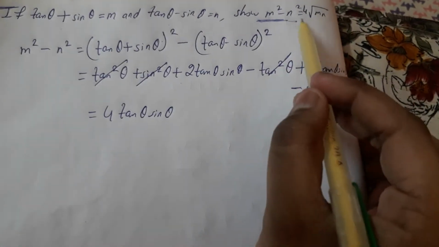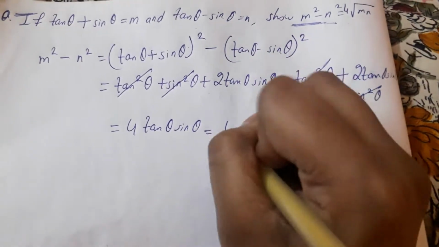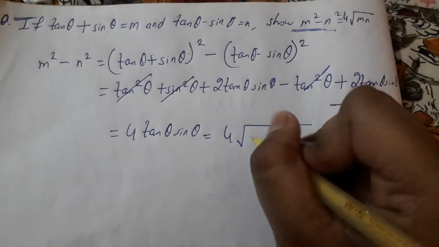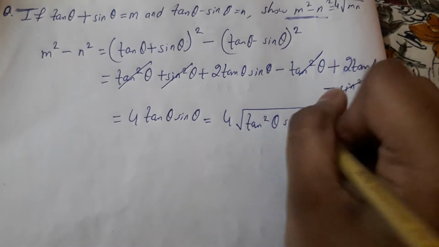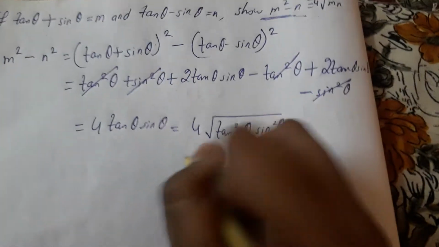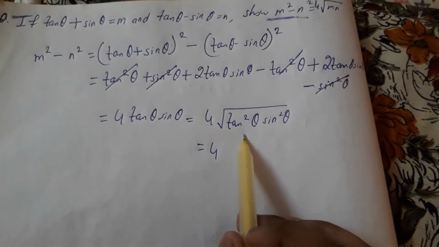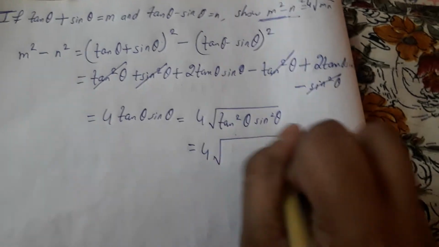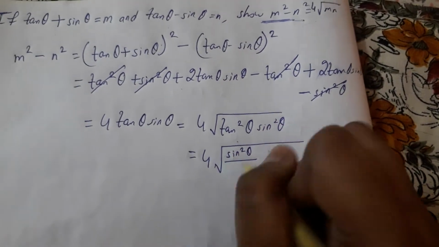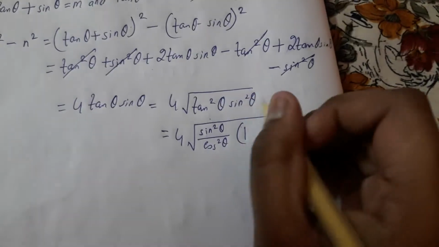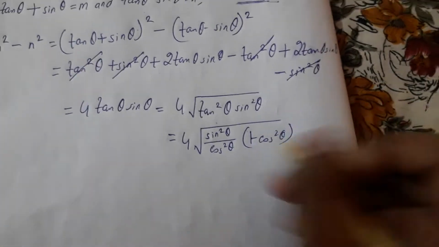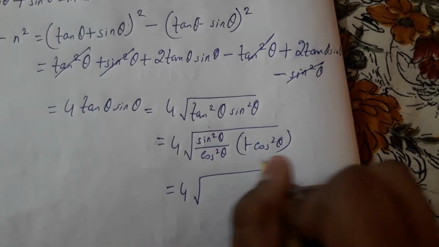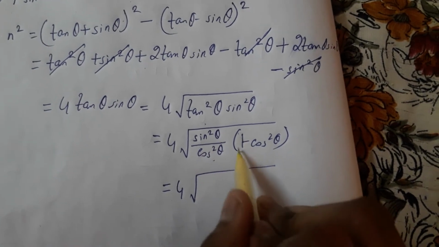Now see, here you have to take root. Okay, so after writing 4 you have to take root, and if there is a root then it will be tan square theta and sin square theta. Now see, you have to convert tan square theta in the form of sin square theta by cos square theta and sin square theta in the form of 1 minus cos square theta. Now write root over of sin square theta divided by cos square theta into 1 minus cos square theta.